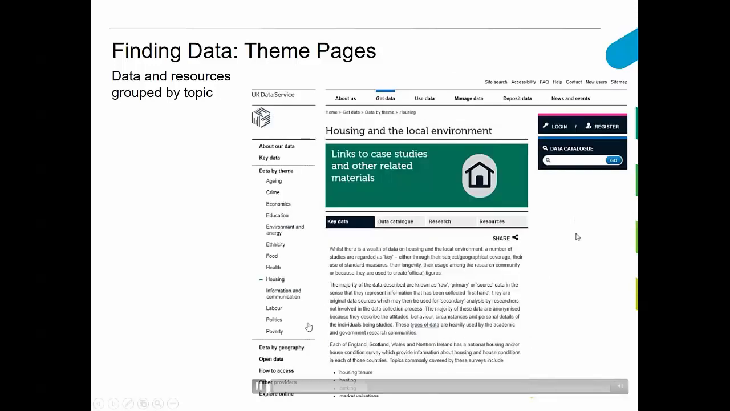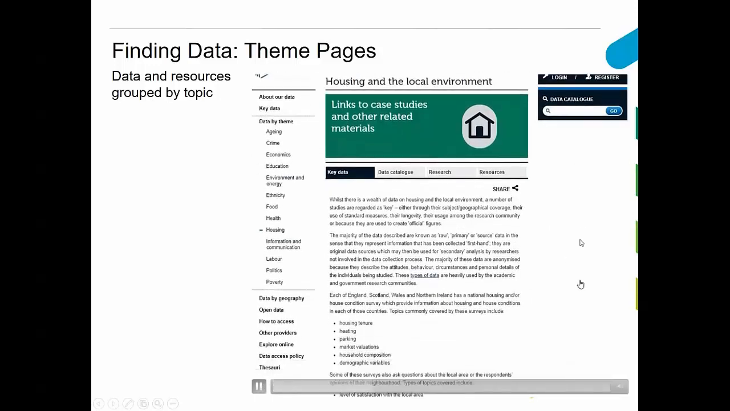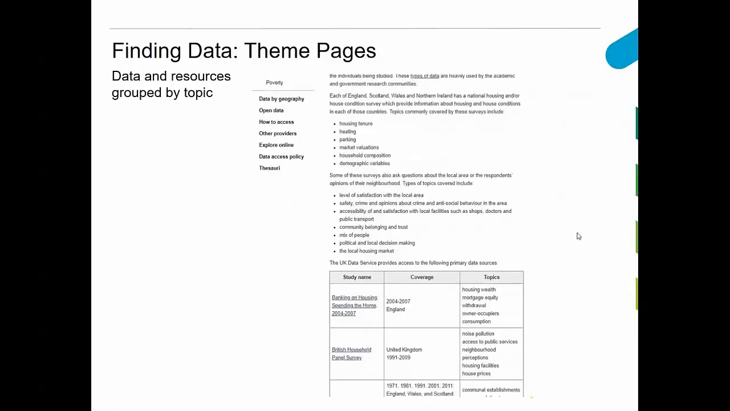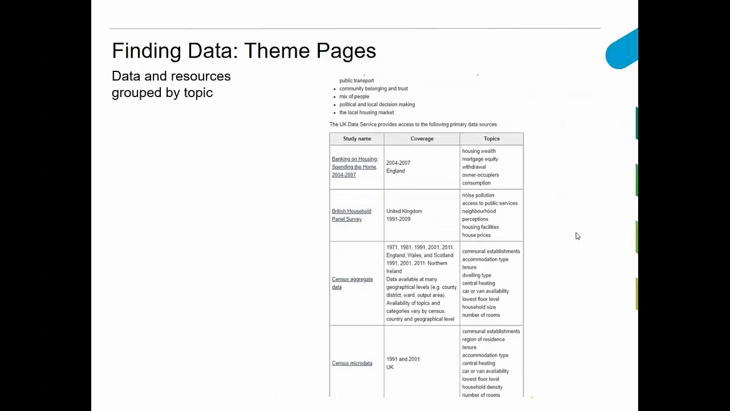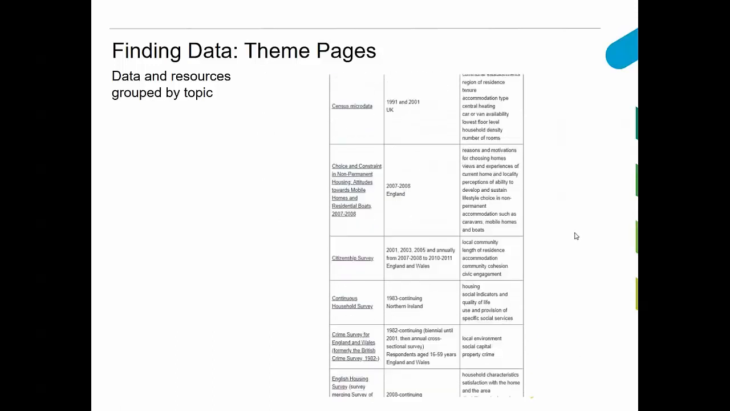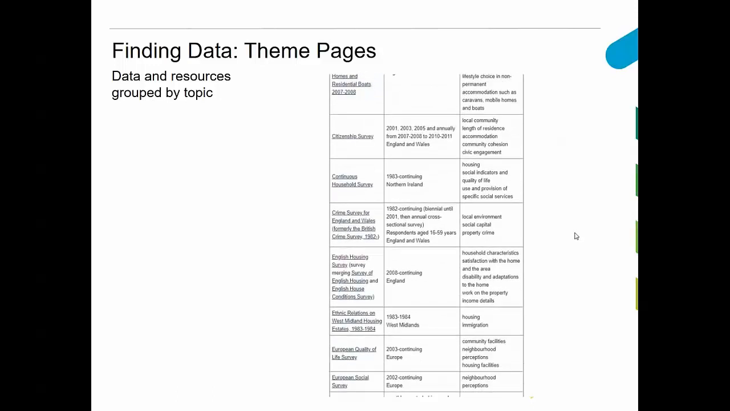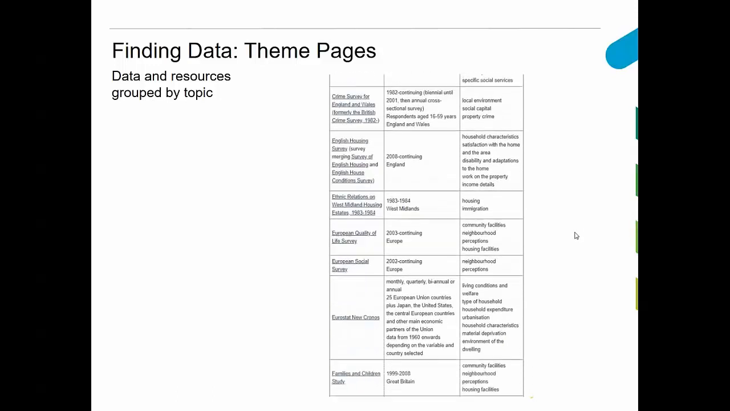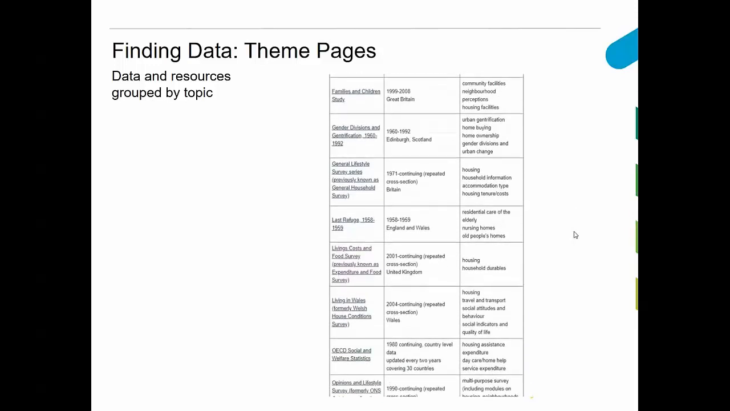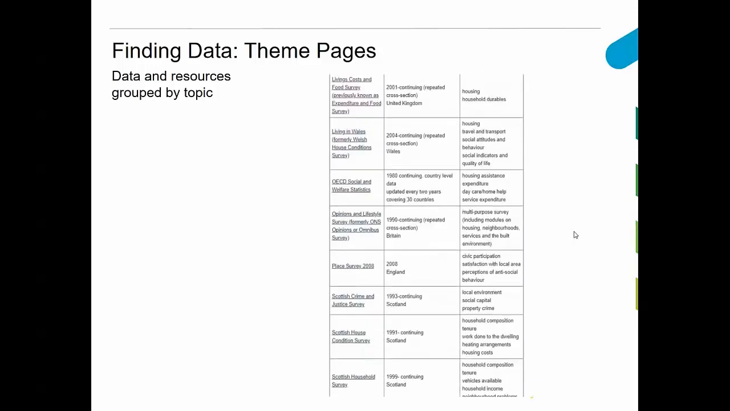In this example, we will look at the Housing and the Local Environment pages. Once you select this page, there is a brief description of the general area and what kind of topics you are expected to find on these pages. And then there is a table that lists all the main surveys that would be suitable for someone who would like to research the housing area.